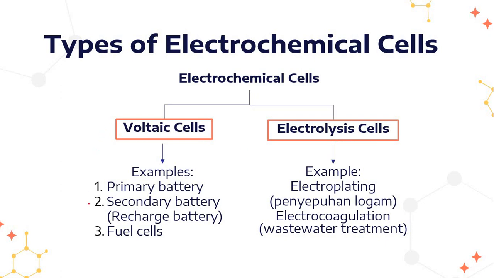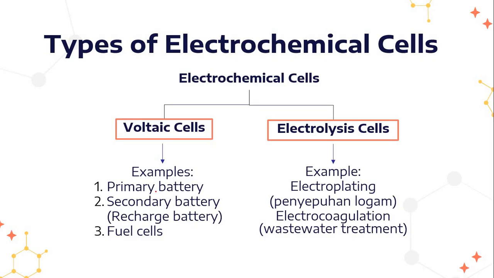At this moment, I will focus on explaining voltaic cells first, then continue with electrolysis. In daily life, you can find voltaic cells, for example, the battery. So the example of voltaic cells is the battery.